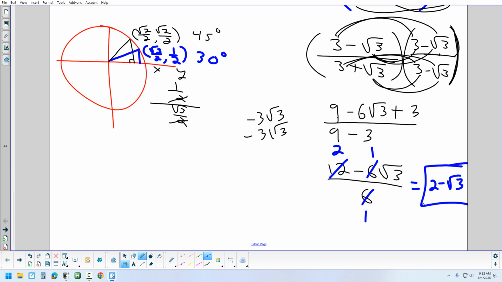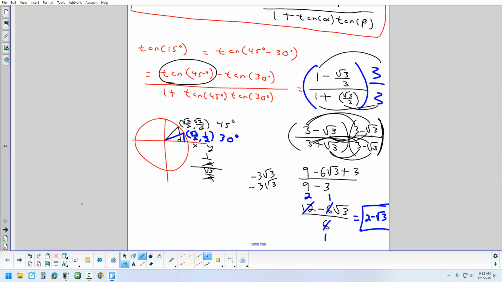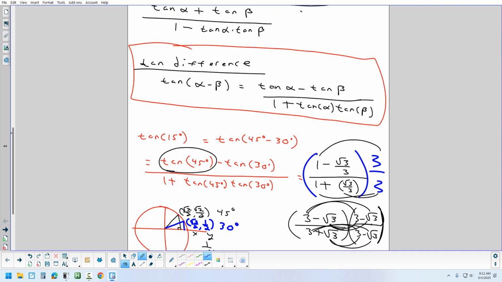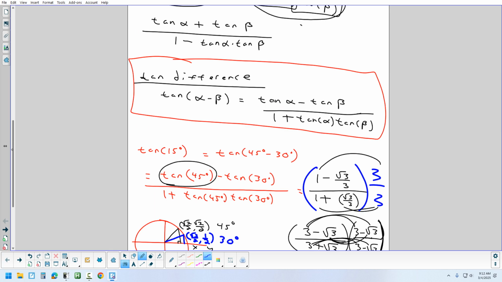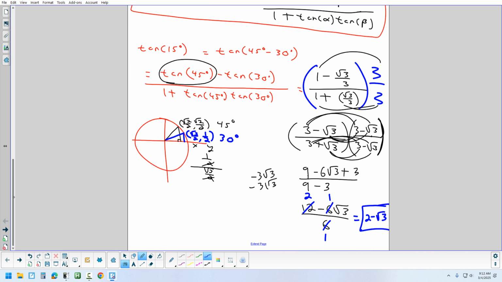Any questions on that one? A few steps there to simplify, but I'd say this problem has a lot more arithmetic in it than it actually has trig. There's a lot more arithmetic steps. The trig part is really one step. You just plug all that into your formula and then you're done. All right, so that's how you do tangent of 15.